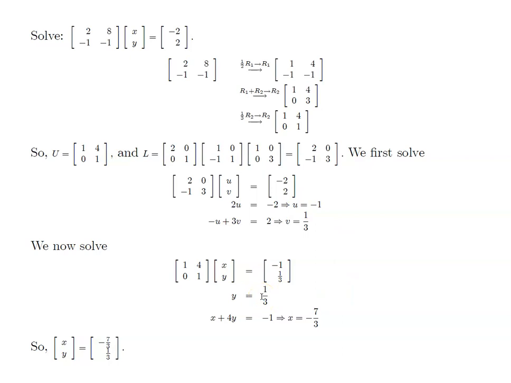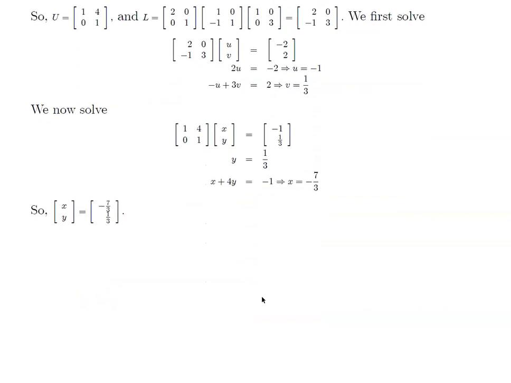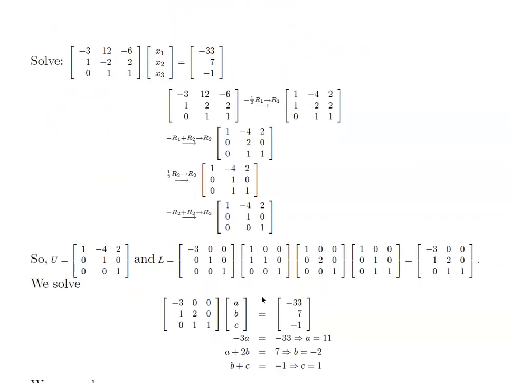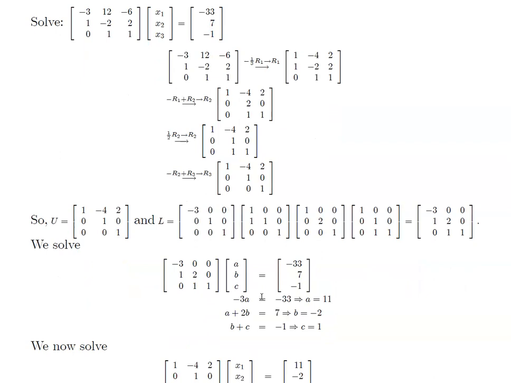Okay. Let's do one more example, a little bit bigger. We'll do a 3 by 3 system. So we've got the system -3, 12, -6, 1, -2, 2, 0, 1, 1, times the variables x1, x2, x3 equals -33, 7, -1.